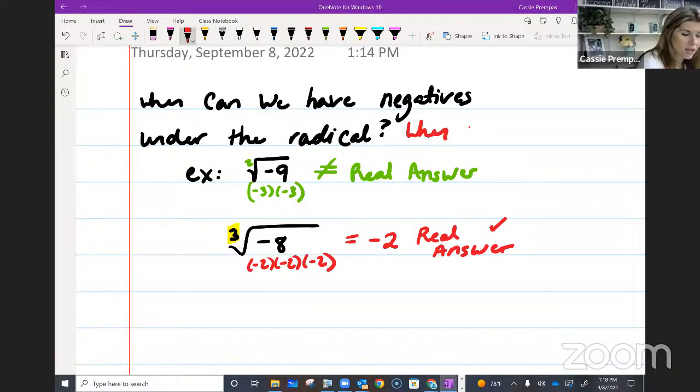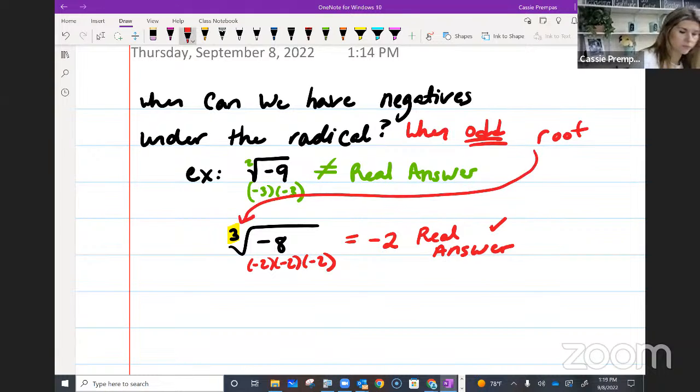So the key is, when can we have negatives under the radical? When you have an odd root. Just like this skeleton right here. And that's key, important to know. If you see an even root, like this guy right here, you would say, nope, not a real answer if you saw a negative under the radical.